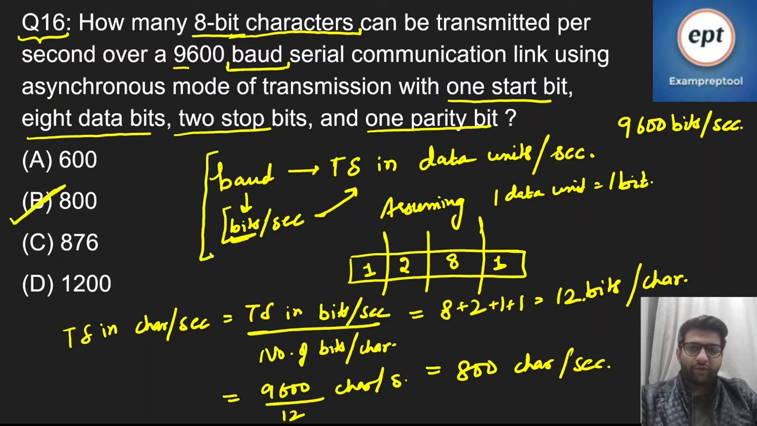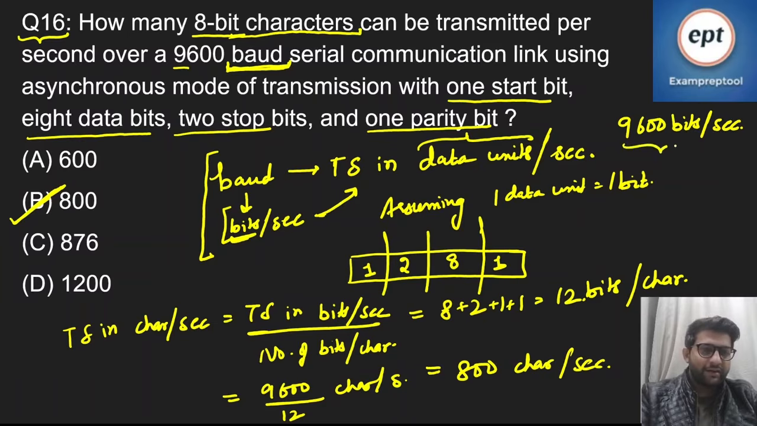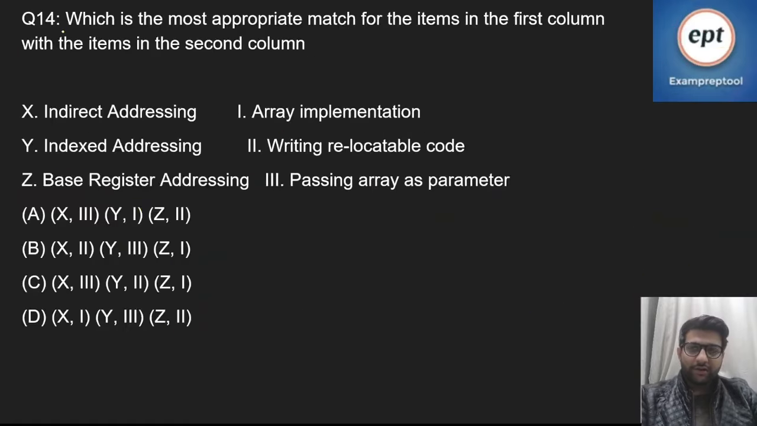Here, just remember what baud is. Don't get confused. I've explained that baud is nothing but the transmission speed in data units per second. So if it is mentioned what the data unit is, you can calculate the value in bits per second by using how many bits there are in one particular data unit. You can solve that question in this manner.